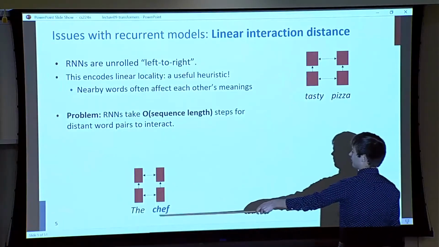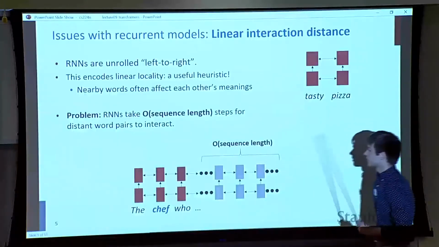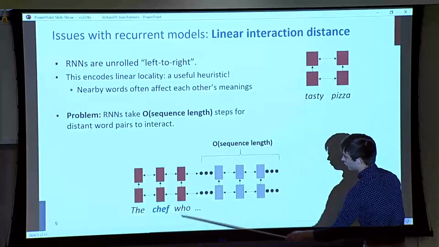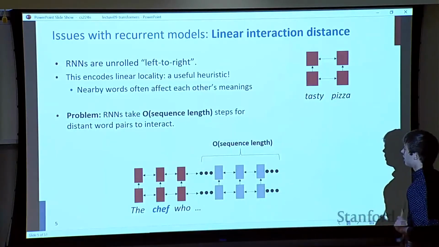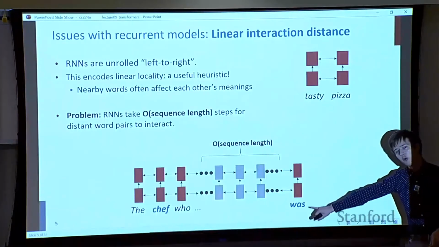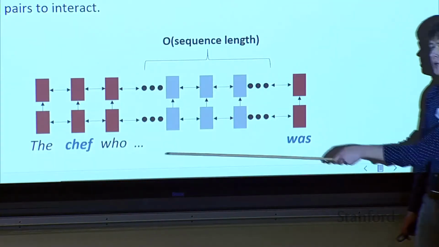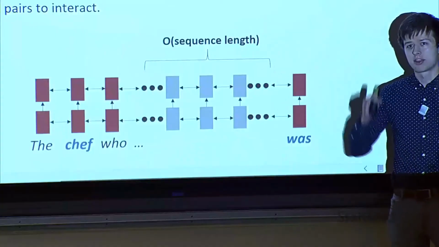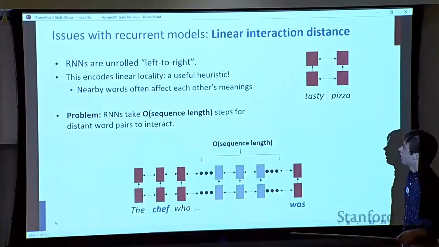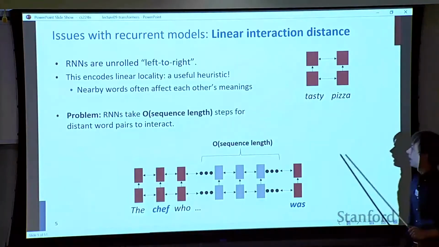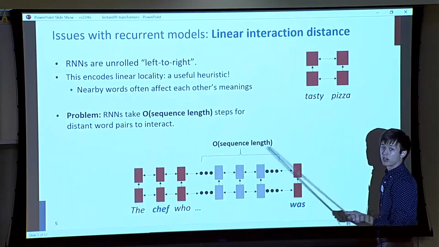So if I have, say, the phrase "the chef", notice chef bolded here, I'm running a recurrent neural network over this, and then "the chef who", and then I have this long sequence that I'm going to encode, and then the word "was". Maybe it is "the chef who was", but in between I have O of sequence length many steps of the computation that I need to get to before chef and was can interact, right? And so in the middle, things might go wrong.